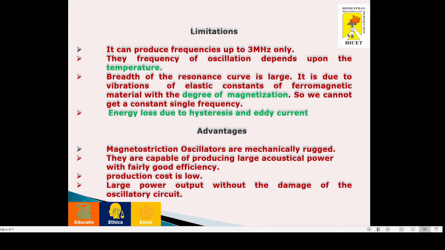The advantages: magnetostriction oscillators are mechanically rugged. They are capable of producing large acoustical power with fairly good efficiency. The production cost is low. Large output power can be obtained without damage to the oscillatory circuit.